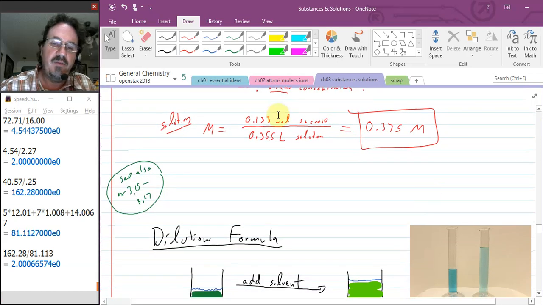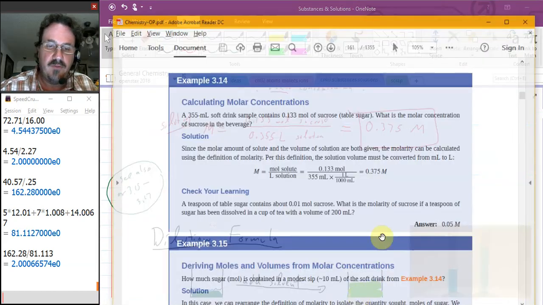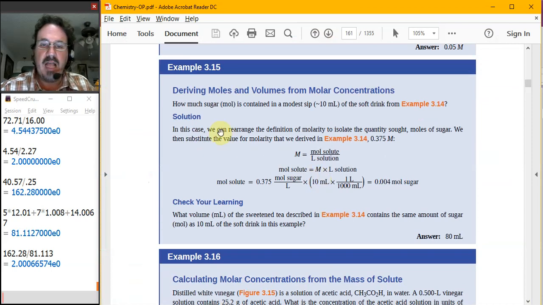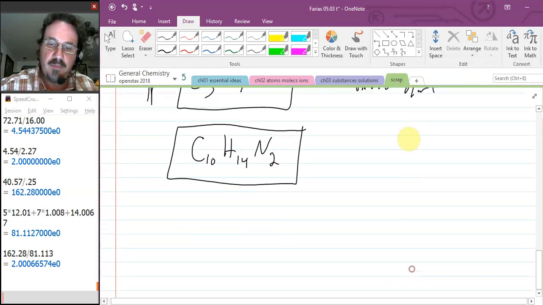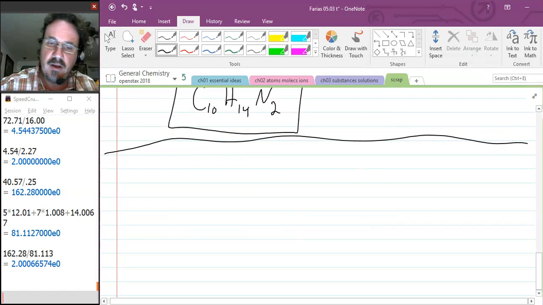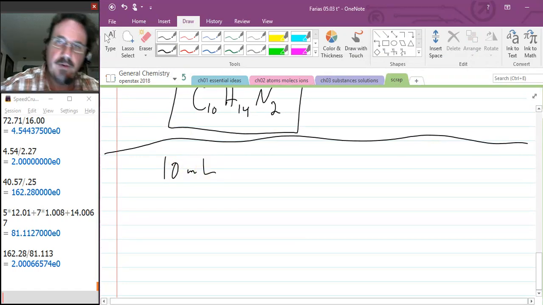All right, so we've got plenty of other examples here. Let's maybe take a quick look at a few of these. 315. How much sugar in moles is contained in a modest sip, 10 milliliters of the soft drink from above? This is a conversion problem, and maybe I'll work this out for you here. We're going to have 10 milliliters of that soft drink, and again, the concentration turned out to be 0.375. So let me go back to my scrap paper here. I've got a volume of 10 milliliters. That's the sip of it. And the concentration was 0.375 molar, capital M.